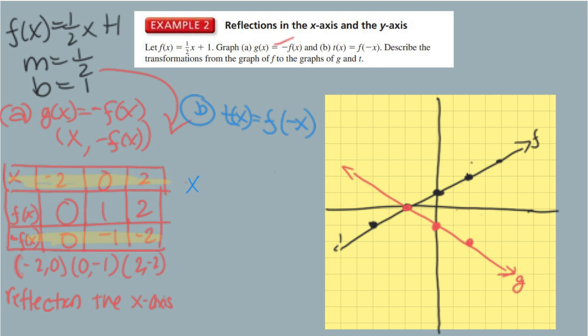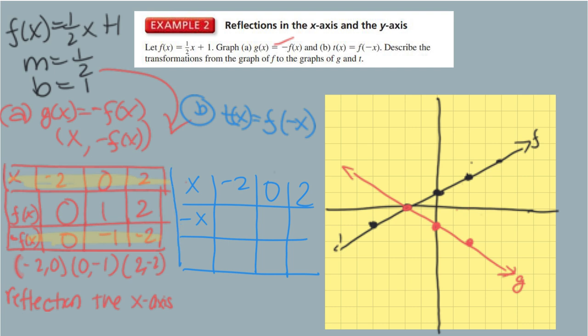I'm going to use the same points: -2, 0, and 2. Who are we multiplying now by -1? Our outputs. This table came out fatter. It's okay. So, what's -2 times -1? +2. -1 times 0 gives me still 0. And -1 times 2 gives me -2.